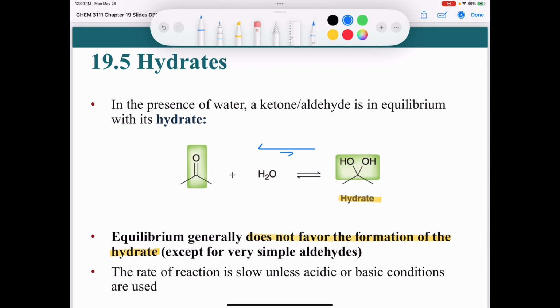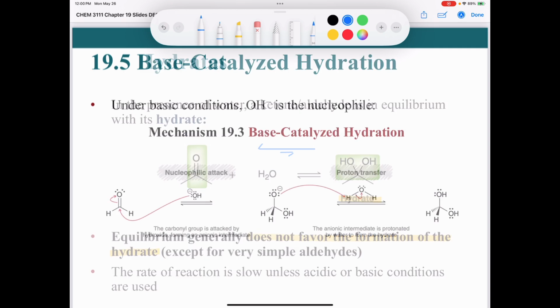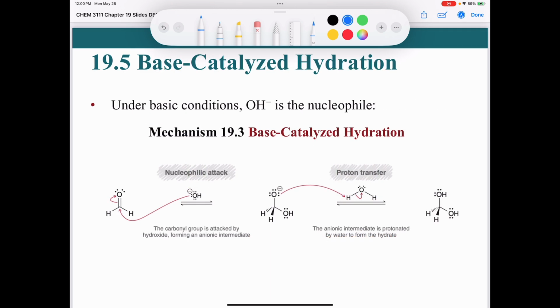And so this reaction is actually very slow unless acidic or basic conditions are used. And you have to know the mechanism for the formation of a hydrate in both basic and acidic conditions. And so let's start with the base catalyzed hydration reaction, or the base catalyzed formation of a hydrate, either way.